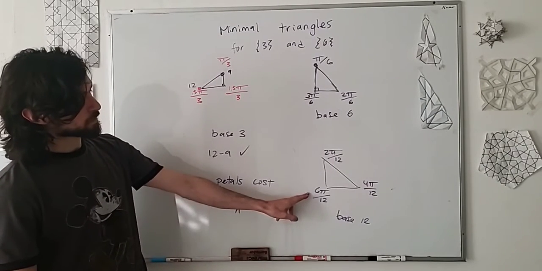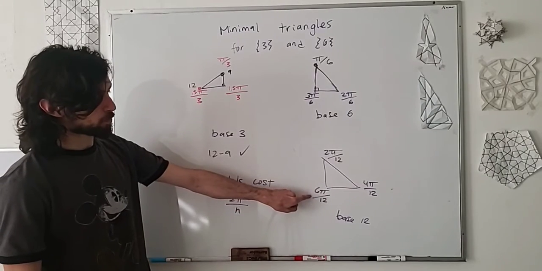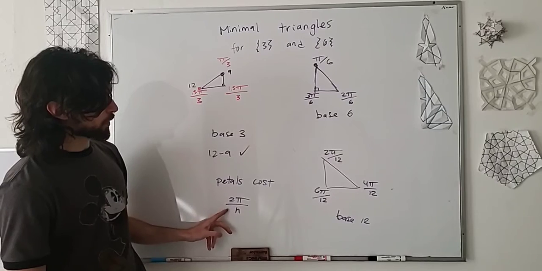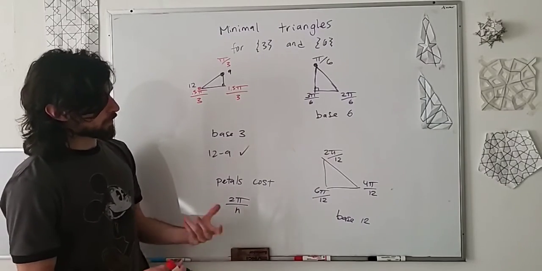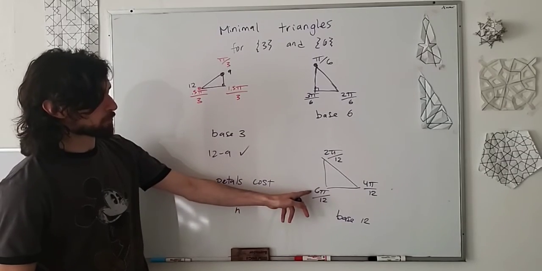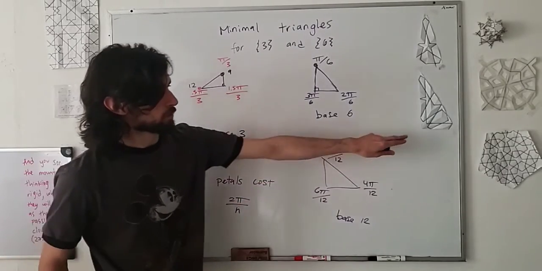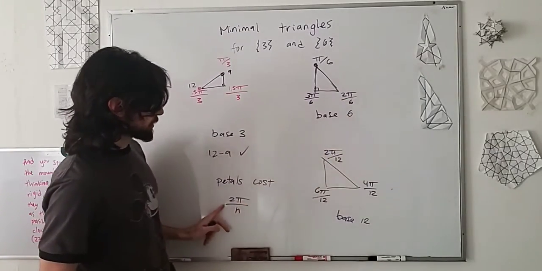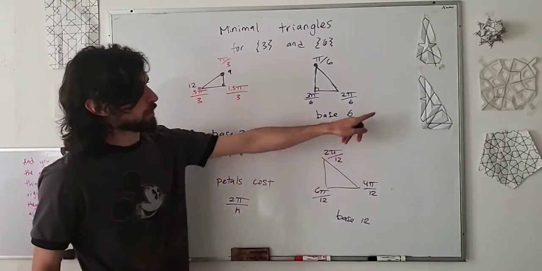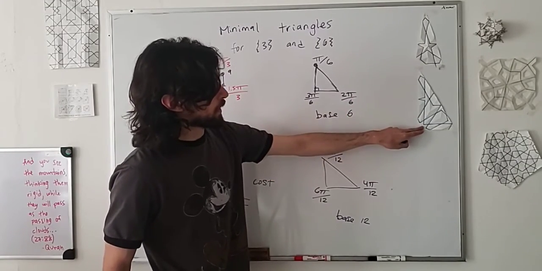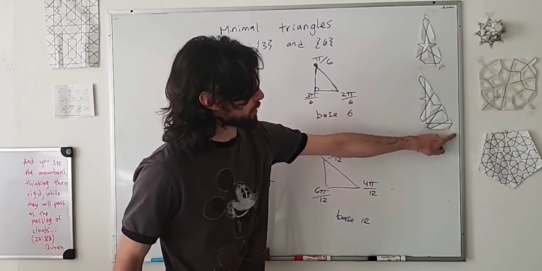So if you have, for instance, a 6 pi over 12, how many petals can you put into there? Well, 2 pi over n. So how many 2 pi's over 12 can you put into there? Or rather, how many times can you subtract 2 from 6? That's 3. So you can see there we have our 3 petals. We have here 2 pi, so how many times can we subtract 2 from 2? Only 1. So 1 petal here, 3 petals there. Awesome. And yeah, we don't have a center over there.